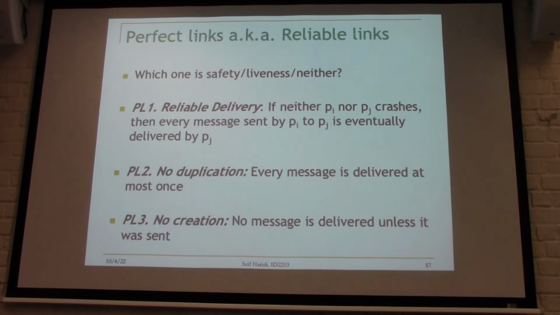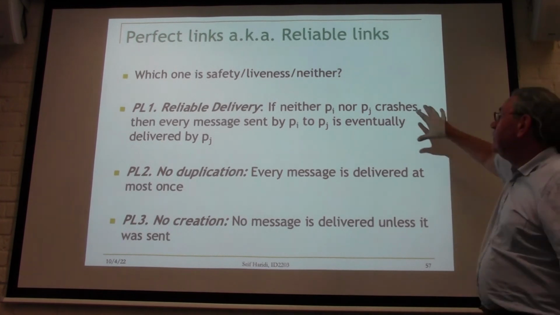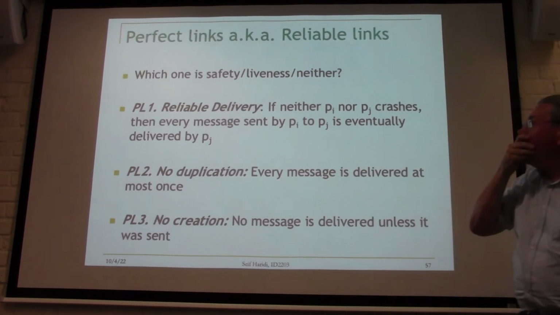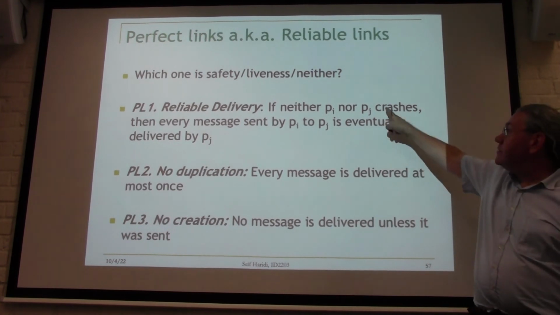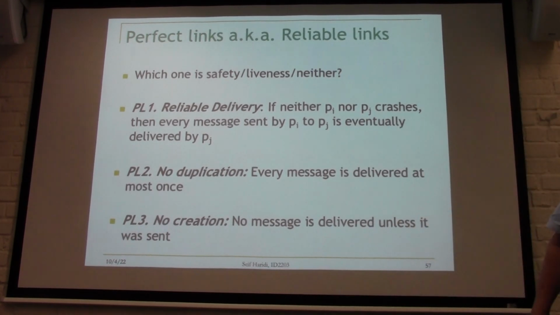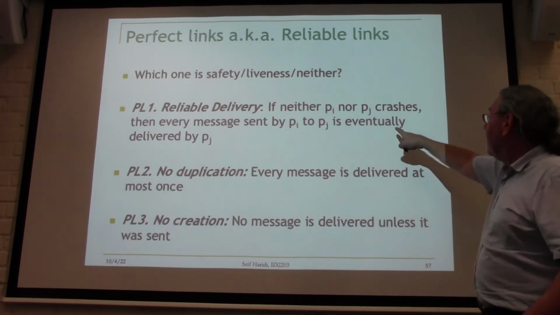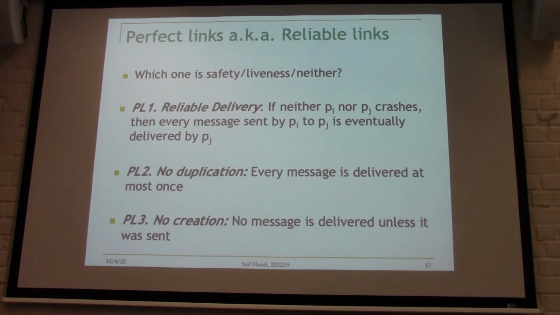Okay, now I want to ask a question. I have these 3 properties. I want to know whether they're safety or liveness. The first one, is that safety or liveness? Every message sent by PI to PJ is eventually delivered by PJ. Safety or liveness? Liveness. There's a liveness word in there. So the good thing will happen. So that's liveness.